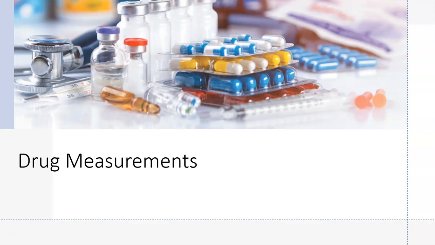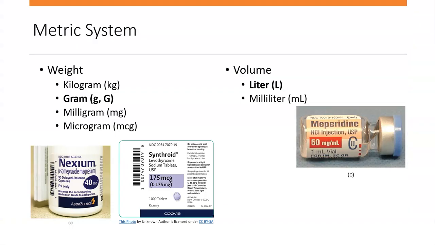So we don't use the apothecary system, but we do have some carryover that rolls into household measurements, pints, quarts, gallons, pounds, things like that. Most drugs are measured in the metric system. So let's talk about that. Now, when it comes to weight, the most common measurements for weight in the metric system include kilogram, gram, milligram, and microgram.